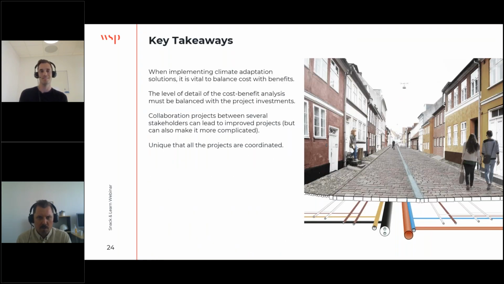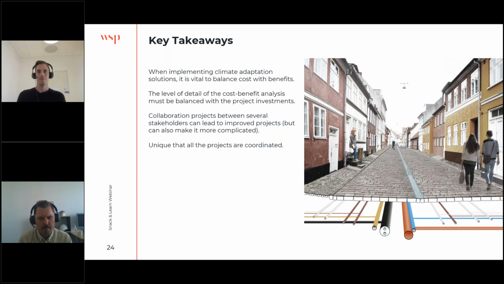So, a few key takeaways, and I can start with a few related to the legislation. One of the takeaways is that whenever you implement some climate adaptation solution, it is vital to balance cost with benefits. And also that the level of detail of the cost-benefit analysis must somehow be balanced with the project investment. These calculations are quite time-consuming, and if you have a small project, perhaps you will take some other solution.